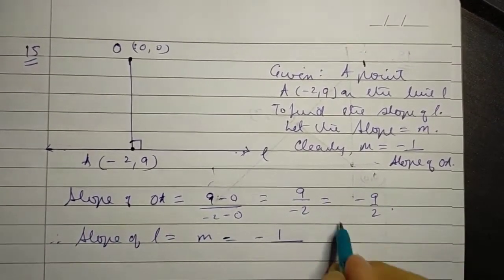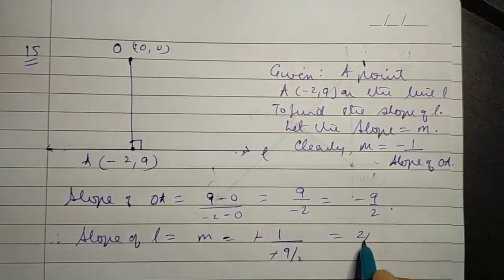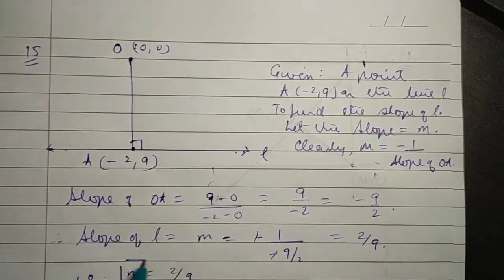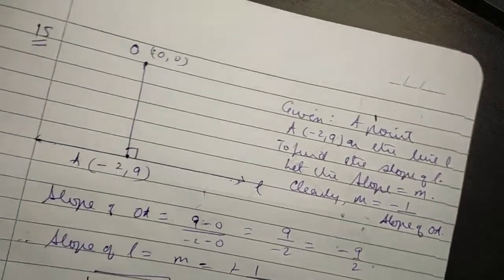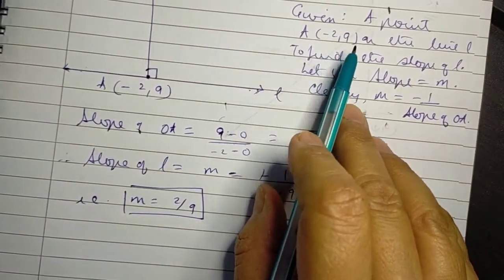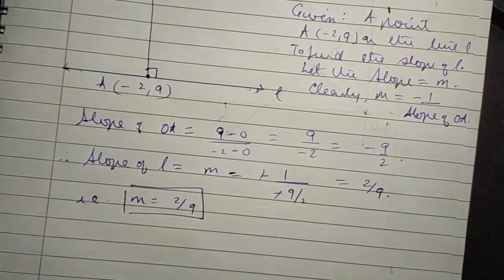minus 1 upon the slope of OA, which is minus 9 by 2. This gets cancelled, which is 2 by 9. That is, slope equal to 2 by 9. So we know the slope of this line. We already have a point A lying on this line. So clearly, by point slope form we can find the equation of the line.